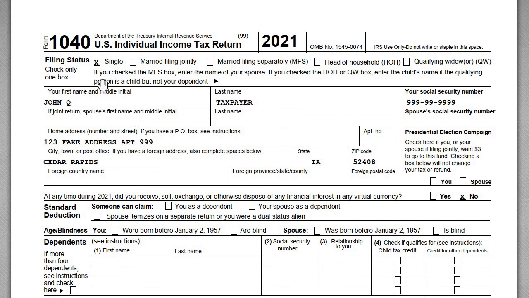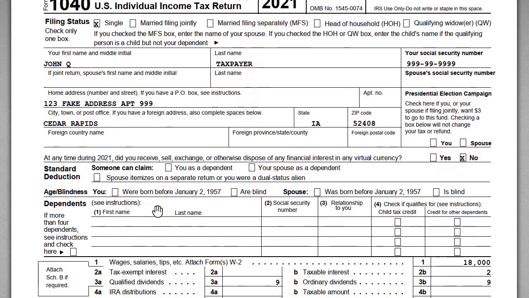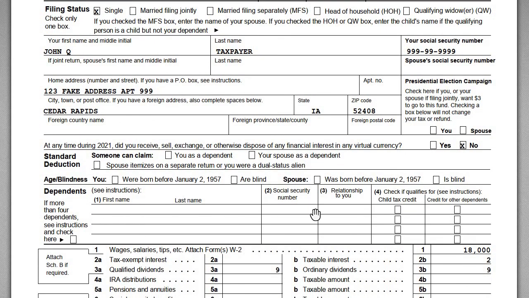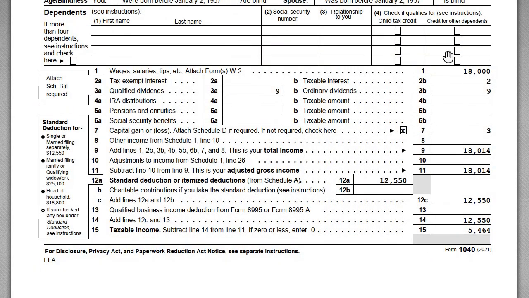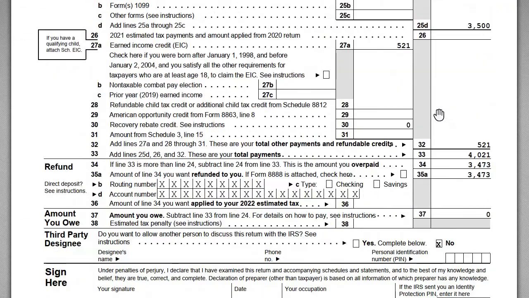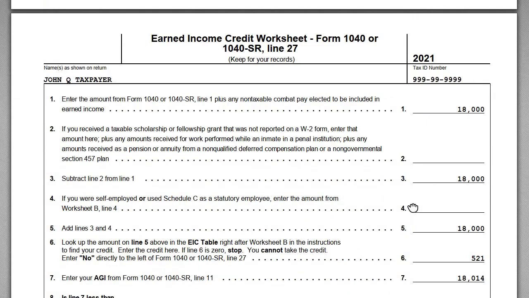So in this example, we've got John Q. Taxpayer. Again, he's a single filer. You'll see here no dependents, so he doesn't have any qualifying children. However, given his income level, so his earned income is only $18,000, and so if you have no qualifying children and your income is below certain thresholds, you can still qualify for the EIC even though you have no qualifying children. So John computes the earned income credit worksheet.